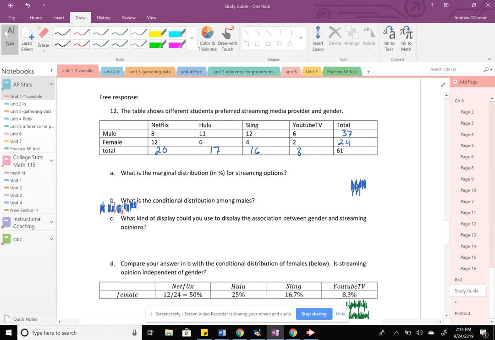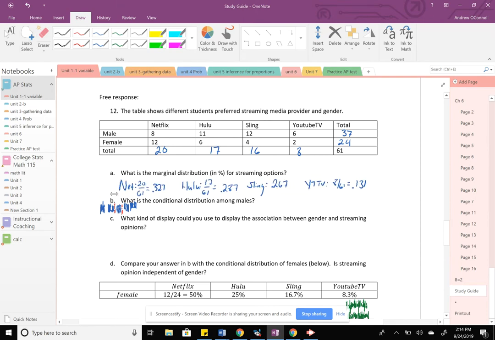The table shows different students' preferred streaming media provider and gender. So I made the totals there. 20 people said Netflix, broken down 8 males and 12 females. There was a total of 37 males and 24 females, altogether 61 people. You'll notice I have these little scrunched up areas because there's just a lot of writing.